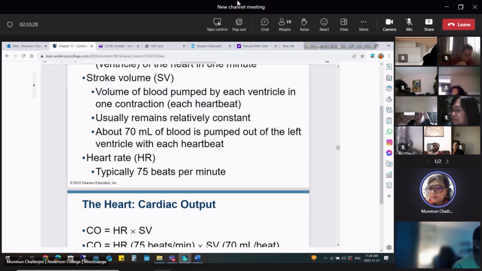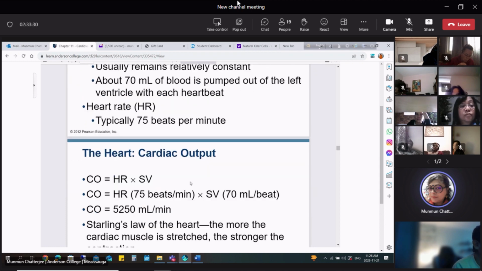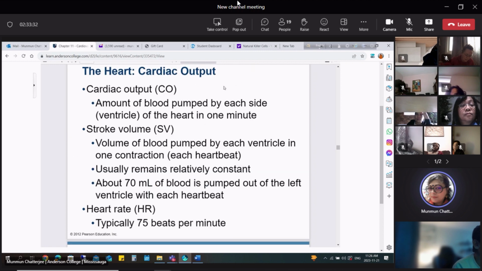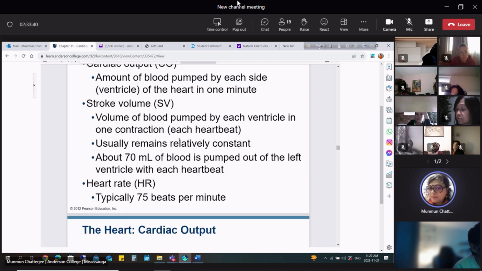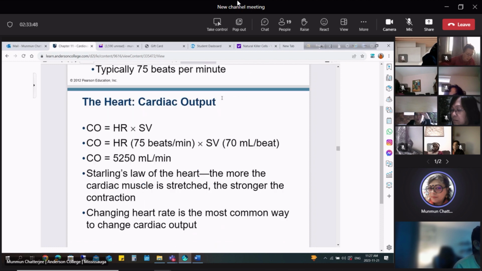So heart rate, the beats per minute, is typically 70. This is very important. I am telling you, cardiac output and stroke volume, they will ask questions. They will give you the cardiac output sometimes and ask you the stroke volume, or they will give you the normal heart rate and then you have to measure the cardiac output. Normal heartbeat is 75 beats per minute.